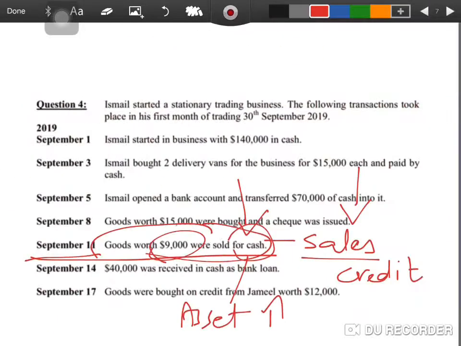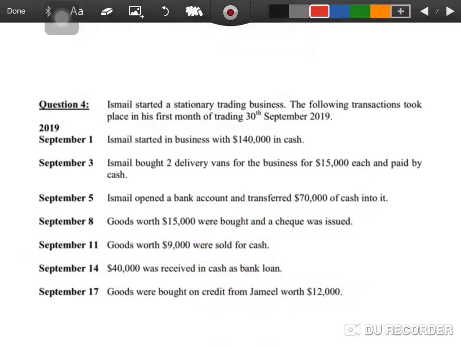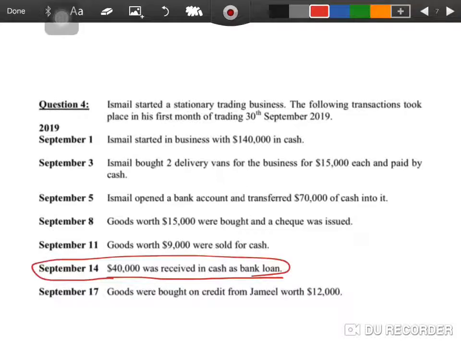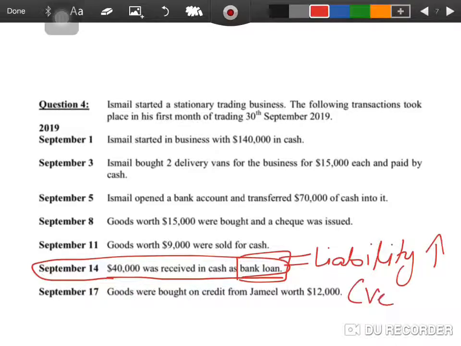Okay, September 14, 40,000 was received in cash as bank loan. So on September 14 we received a bank loan. Now this bank loan is obviously a liability for the business. Why? Because you have to pay this money back to the bank. So when you're taking a bank loan, your liability is going up. So whenever liability goes up, you have to record that on the credit side.